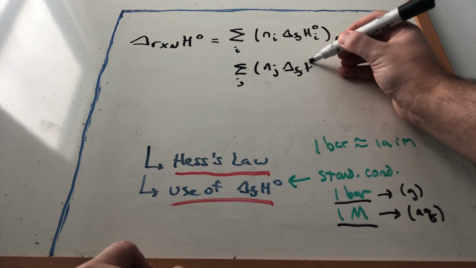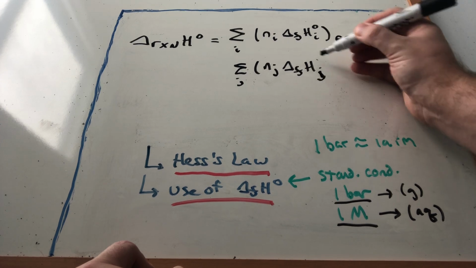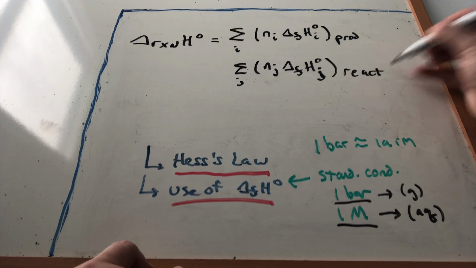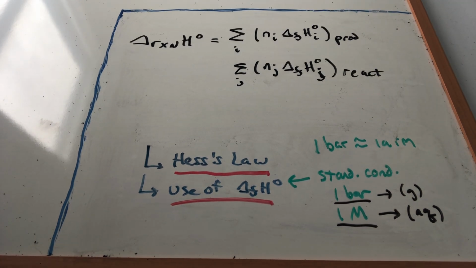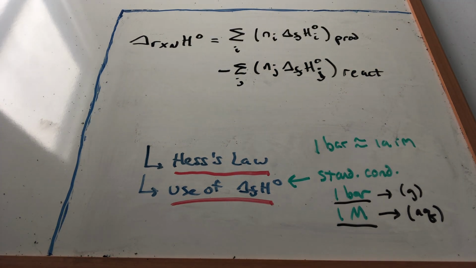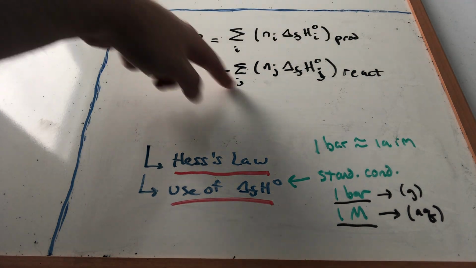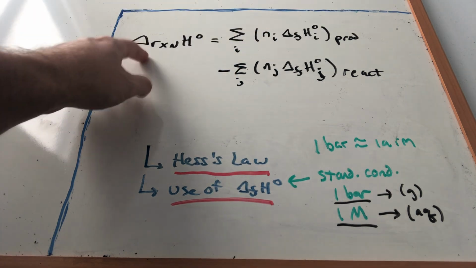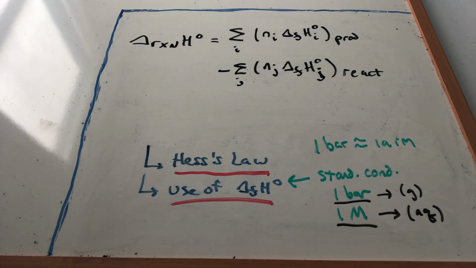You still looked at your table. You looked at your delta formation H naughts, but you did the exact same sum for your reactants. So hopefully this is ringing a bell. You remember doing this. If you subtracted those two, you did the product sum, and then you subtracted the reactant sum, you got your delta H for that reaction.